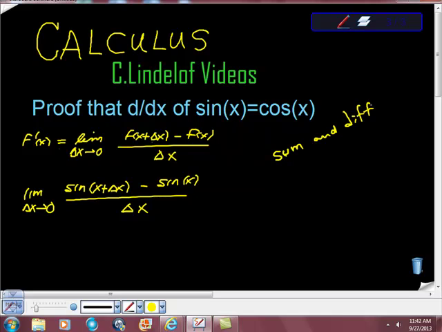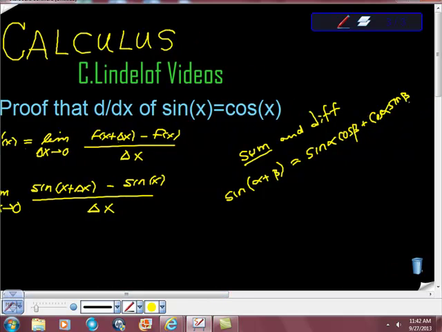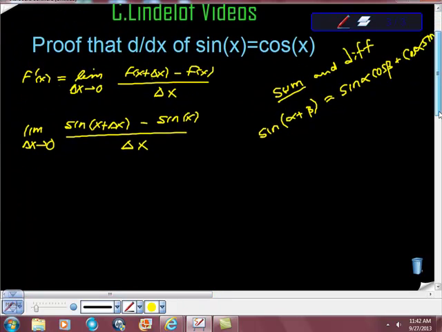and we're going to use the sum rule, which says that sine of alpha plus beta can be rewritten as sine alpha cosine beta plus cosine alpha sine beta. And this is that sum and difference rule. So that's all I'm going to do here. I'm going to apply this trigonometric rule to this calculus problem here.